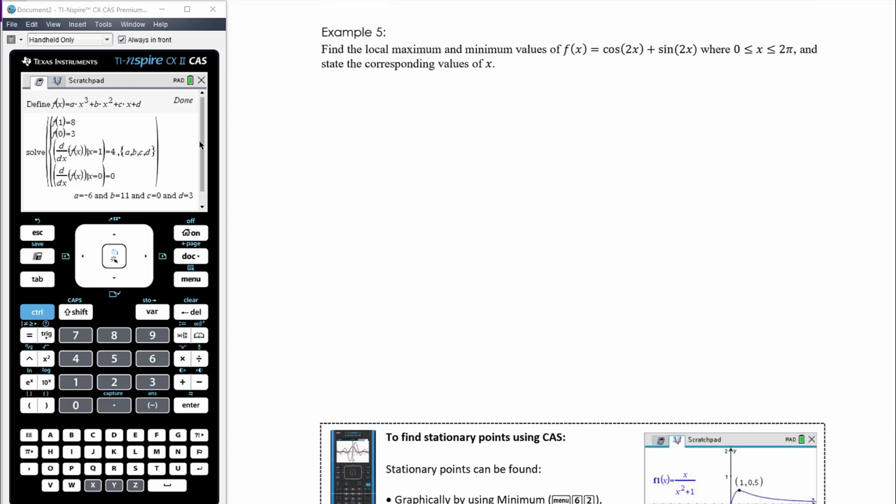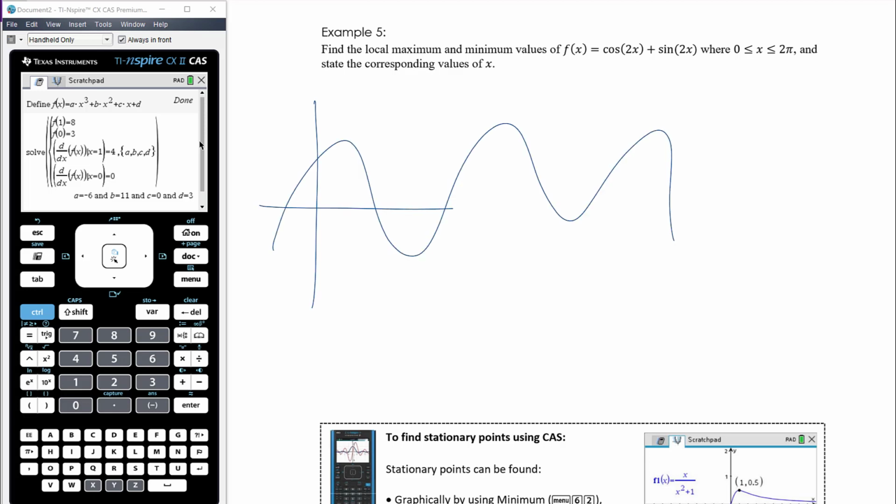Find the local minimum and maximum values of f of x equals the given function, between there and there. Okay, so find the local minimum and maximum values. So let's be clear about what that's asking you for. You've got some kind of trig function here. It doesn't matter. I'm just going to draw it in. The local maximum value is the highest point on the graph. That's the maximum value of the function. That's the minimum value. So when you're finding the maximum value of a function, it is the biggest value of f, the biggest y value.